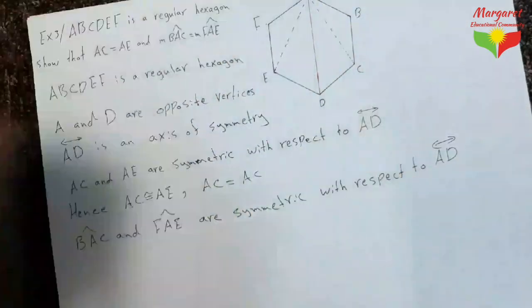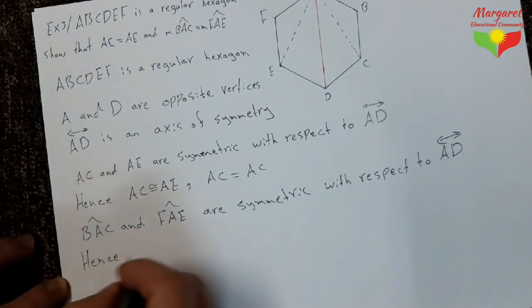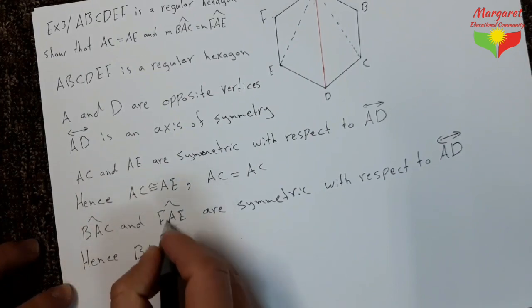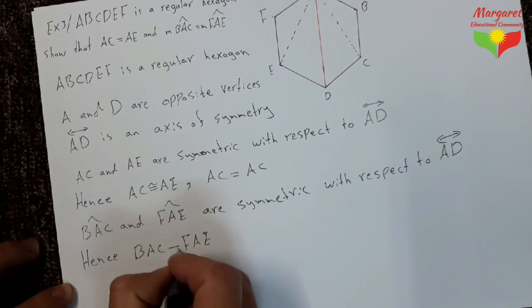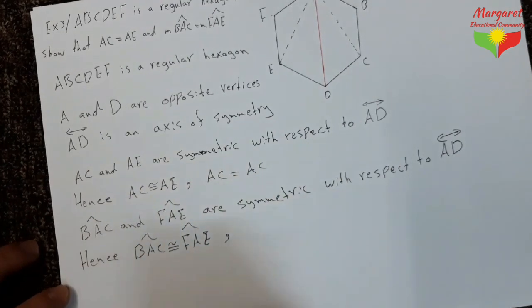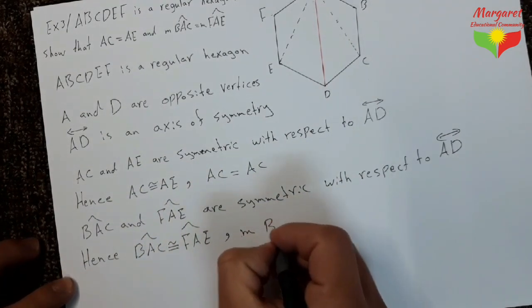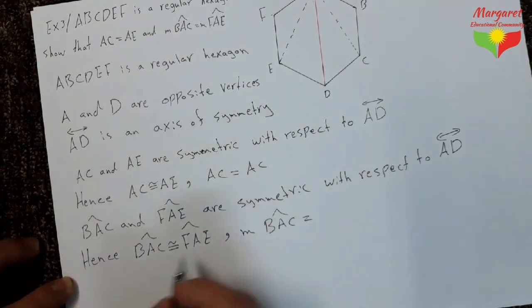So hence angle BAC and angle FAE are congruent, so they have the same measure. So measure of angle BAC equal to measure of angle FAE.